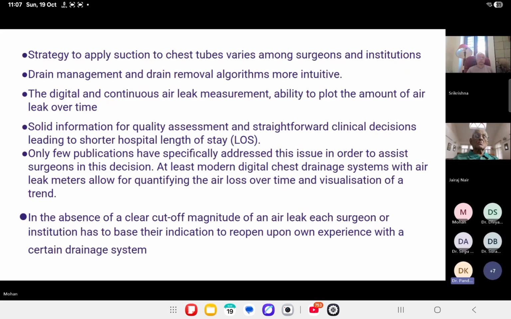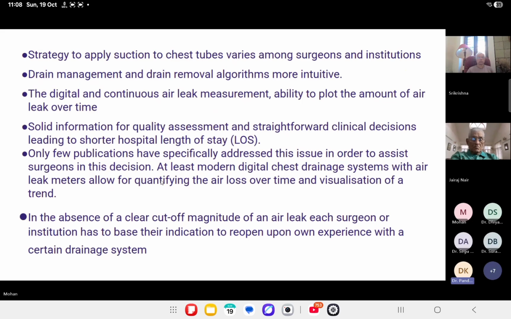So strategy to apply suction to chest tubes varies among surgeons and institutions. Drain management and drain removal algorithms are more intuitive. The digital and continuous air leak measurement, ability to plot the amount of air leak over time, gives solid information for quality assessment and straightforward clinical decisions leading to shorter hospital stays. Only few publications have specifically addressed this issue in order to assist surgeons in this decision.